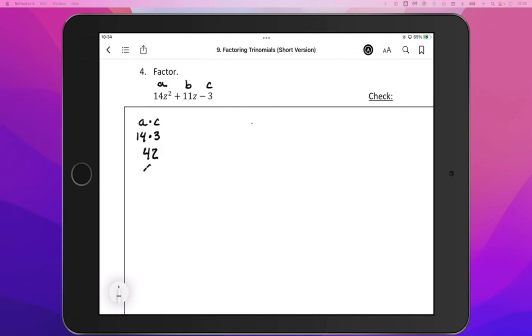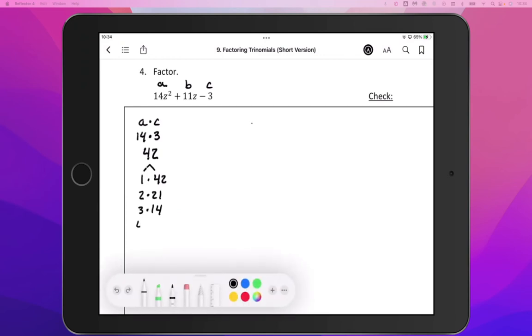I need all the factors of 42. 1 times 42, 2 times 21, 3 times 14, 4 does not work, 5 does not work, 6 times 7, and I would go to 7, but I've already got it, so I know that I'm done.